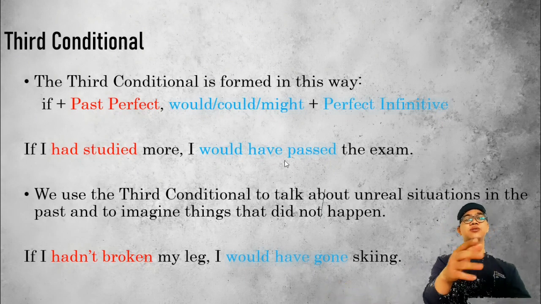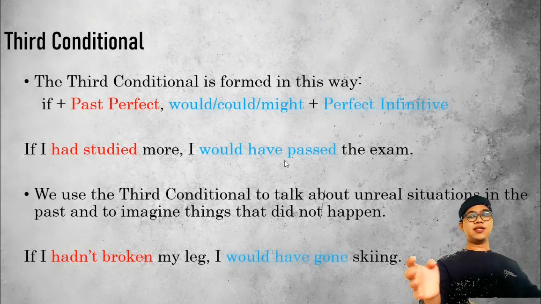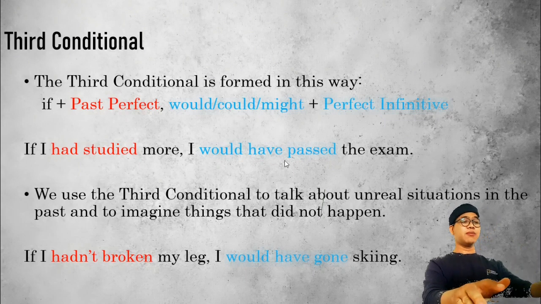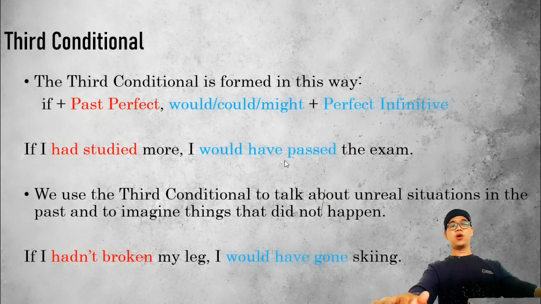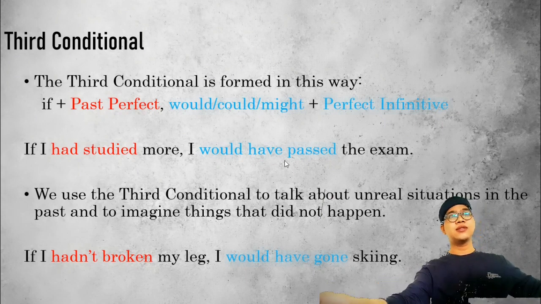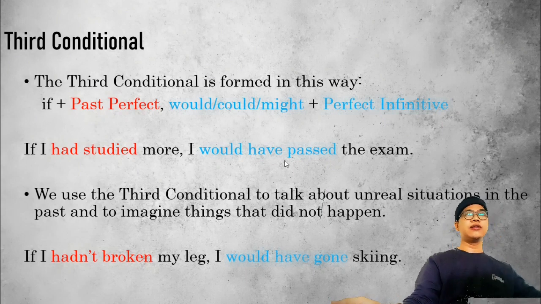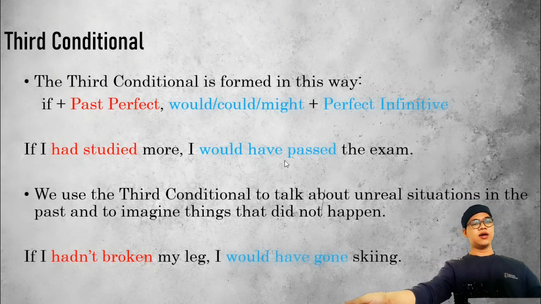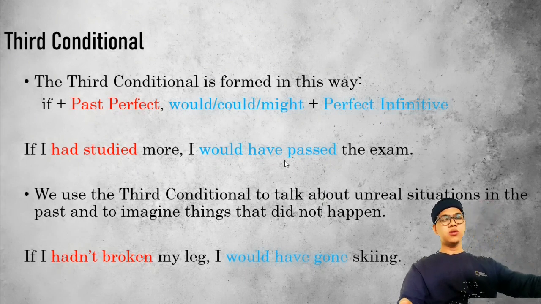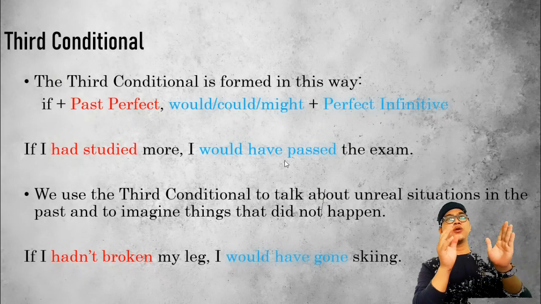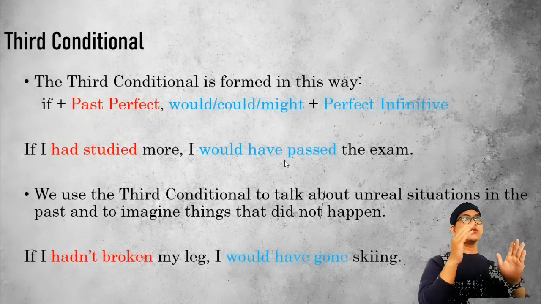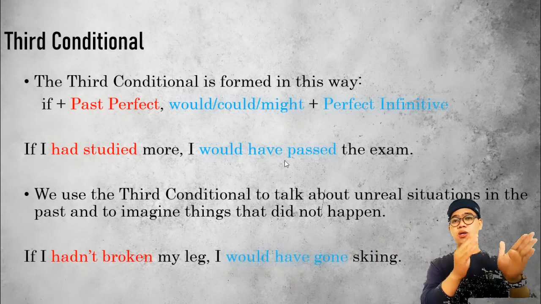Okay, got it? We use the third conditional to talk about unreal situations in the past and imagine things that didn't happen, like a regret. For example, another example: if I hadn't broken my leg, I would have gone skiing. So you lost the chance, you lost opportunities for flying, skiing, okay, have gone skiing, or have gone shopping for the girls. If I hadn't broken my leg, I wouldn't have gone shopping, traveling, etc. So you lost your chance to do anything in the past. So that's the third conditional.